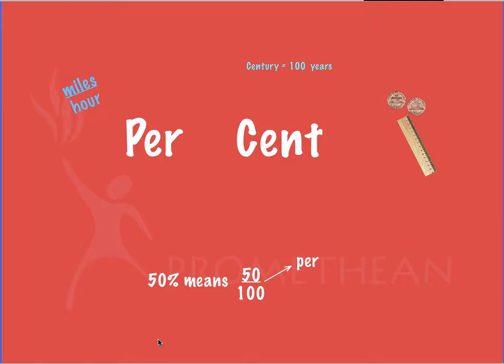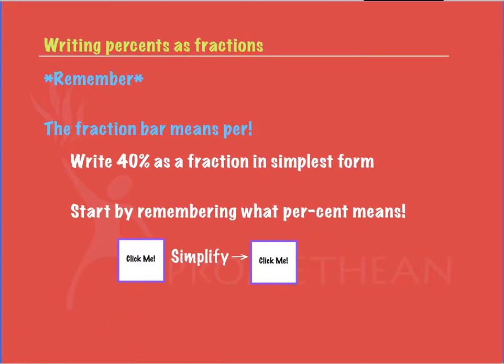Like if you have a percentage on your test, that's saying if the test was out of 100 questions, you would have gotten 75 right if you had a 75%. But it's not all the time that everything is out of 100. So sometimes we have to do a little bit of converting, and that's what we're going to talk about today. So the fraction bar means per. That's what you want to remember when you're converting between percents and fractions.